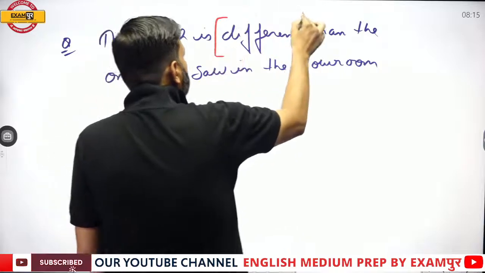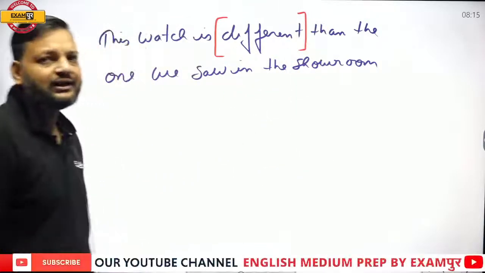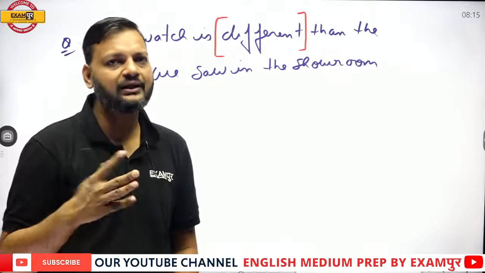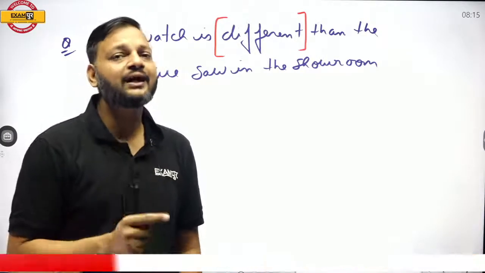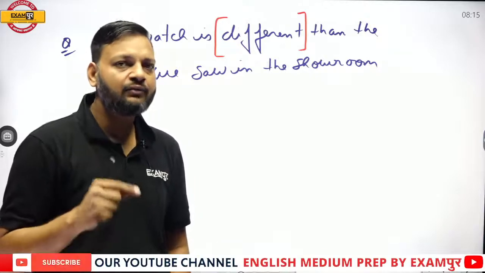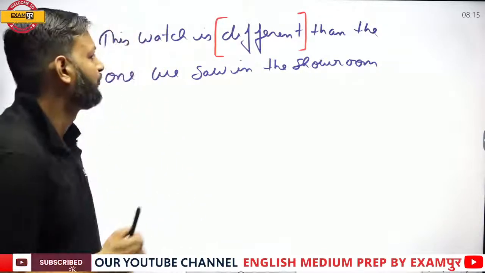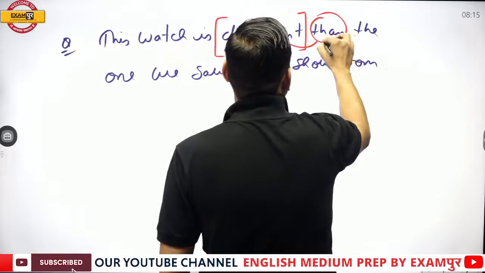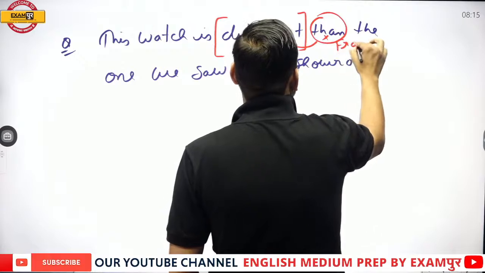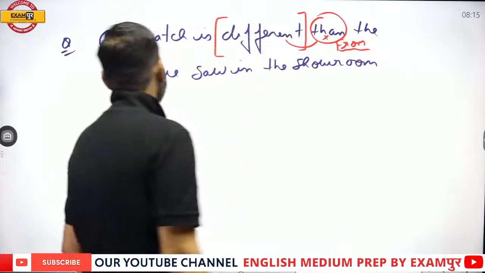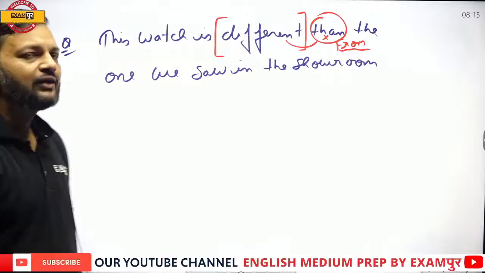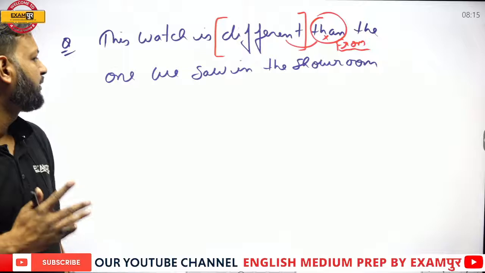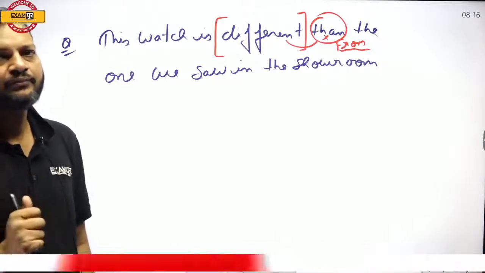Now students often think that different is like comparative degree which should be followed by than, but it is not true. As I told you that differ and different, both the words are followed by from. So here after different we need from. Okay, so use of than is wrong. In place of than we need from. This watch is different from the one we saw in the showroom. This should be the correct answer.